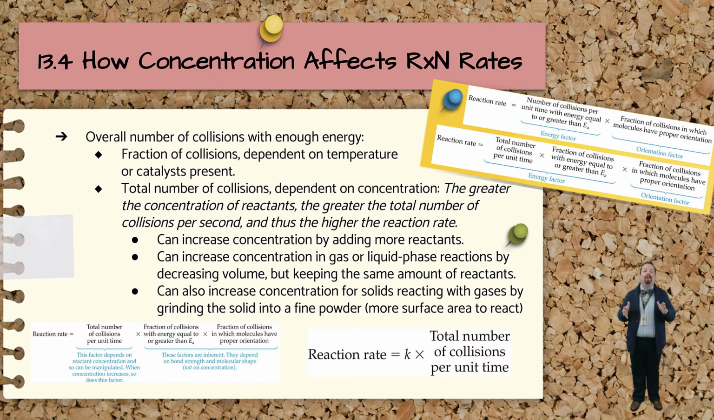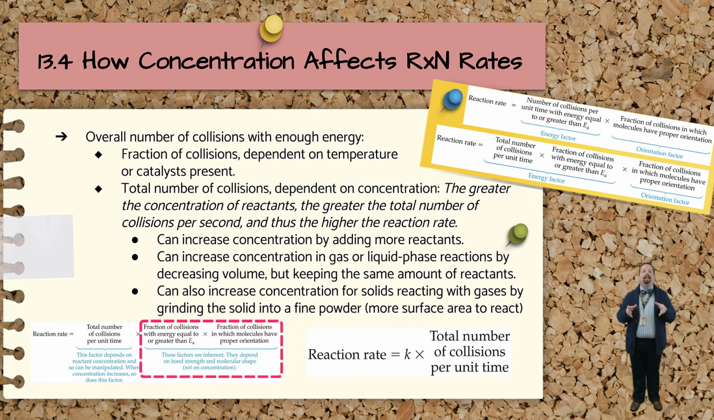One of the most important experimental methods we use to determine a suitable reaction mechanism is to change the concentration of one of our reactants and see how that affects the reaction rate. As we saw before, the reaction rate depends on the total number of collisions per unit time with the right amount of energy, and the fraction of those that have the proper orientation. We can break that energy factor down a little by saying that it's equal to the total number of collisions, all of the collisions, times the fraction of those that have enough energy to react.